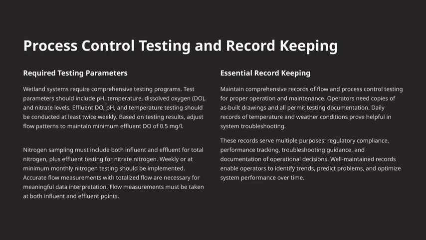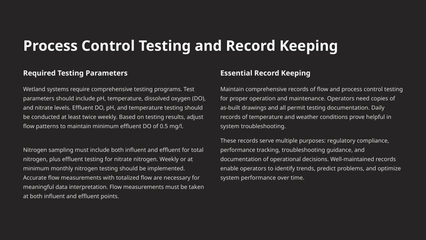Now let's talk about process control testing and record keeping. For wetland systems, it's essential to have a comprehensive testing program in place. Key parameters to monitor include pH, temperature, dissolved oxygen, and nitrate levels. These tests should be conducted at least twice a week for effluent, specifically measuring DO, pH, and temperature. Based on the results, adjusting flow patterns can help maintain a minimum effluent dissolved oxygen level of 0.5 milligrams per liter, which is crucial for system health.